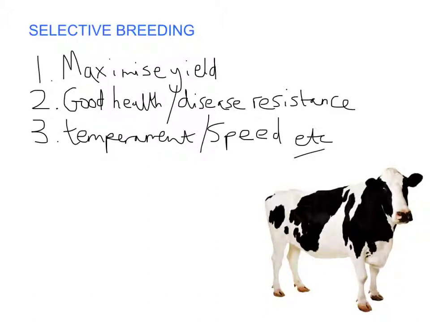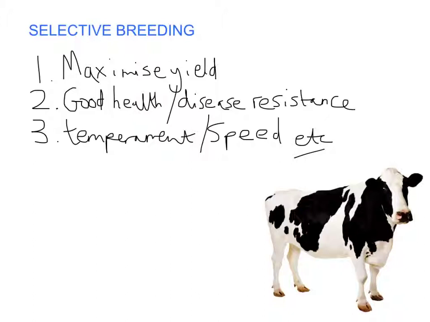Now this is your basic process. From your existing stock, you select the ones that have the characteristics that you deem favourable. You simply breed them with each other. You then select the best of the offspring that they produce, and then you breed them together. If you do that over several generations, then in theory those desirable traits get stronger and stronger. Now what I've discussed so far are reasons why you'd want to selectively breed, and the basic process involved.